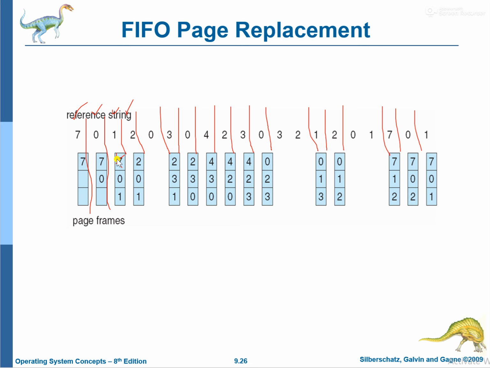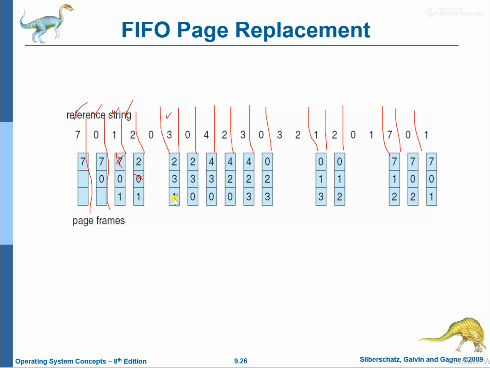So 7 has already been replaced, so the most recent now has to replace it with 0. So 0 will be replaced and 3 will be brought into memory. So this will be a page fault. Okay, now memory looks like this: 2, 3, 1, and we need 0. 0 is not present over here, so we need to bring it into main memory.